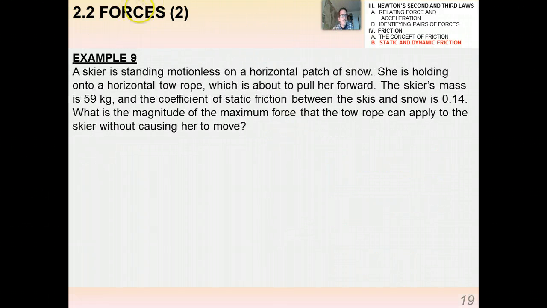Okay, try this one. A skier standing motionless on a patch of snow, holding onto a tow rope, the skier's mass, coefficient.